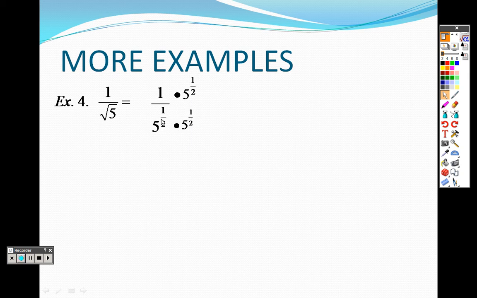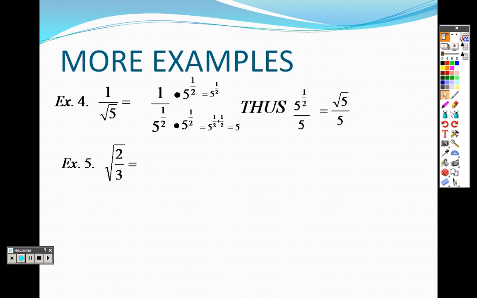you add the exponents. A half plus a half is a whole, so you end up getting a 5 on the bottom, and you have the 5 to the 1/2 on top, so we end up with 5 to the 1/2 over 5, and we can rewrite that as root 5 over 5.